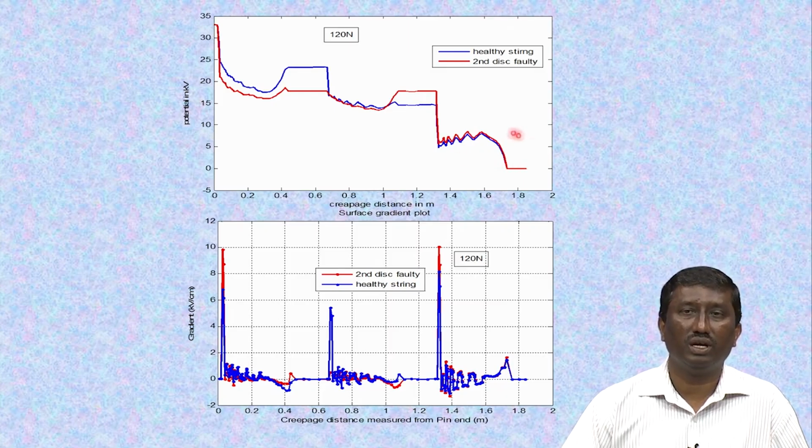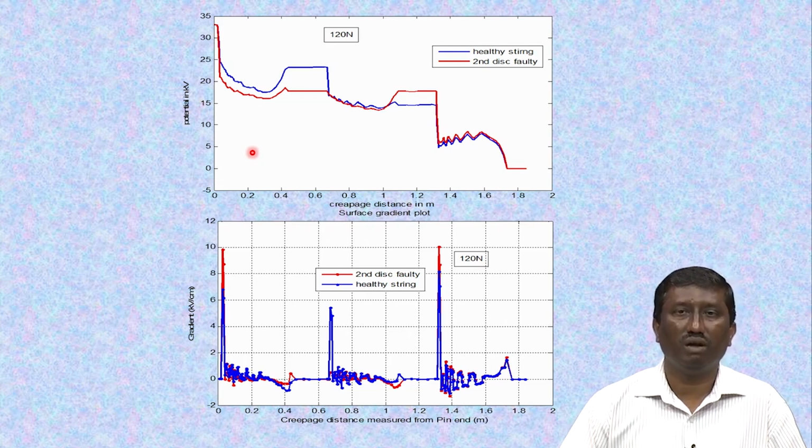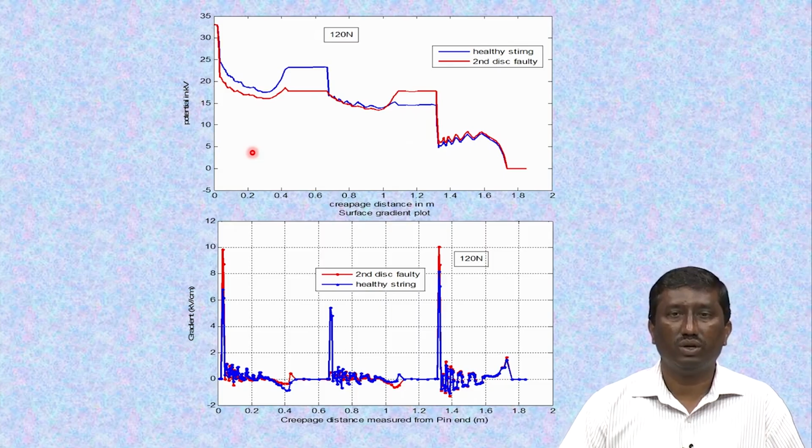This is how a typical insulator string is analyzed. There are several methods to numerically analyze this, such as finite element and boundary element methods. We have tried to use a surface charge simulation method for this work, and we have tried to plot the potential field and also to see the faulty disc, if present in the string, how these faulty discs could lead to a change in voltage distribution.